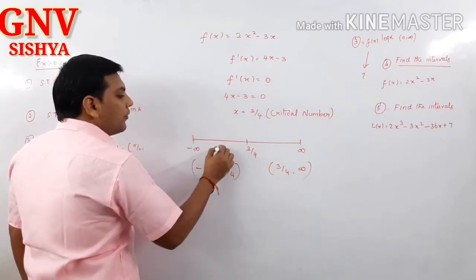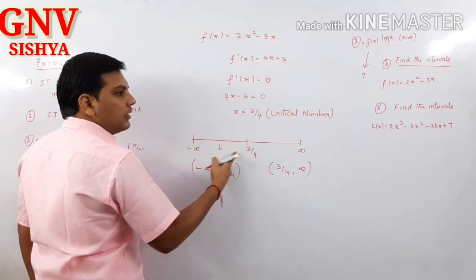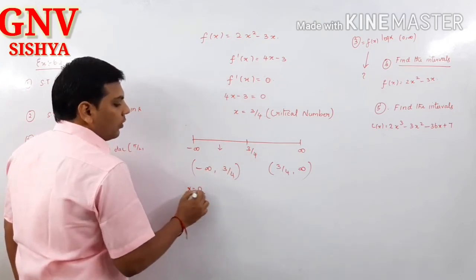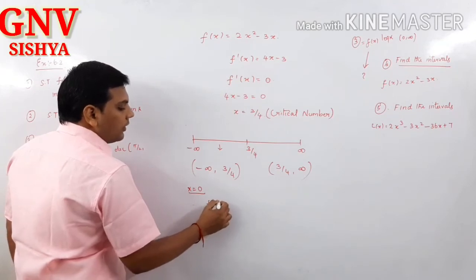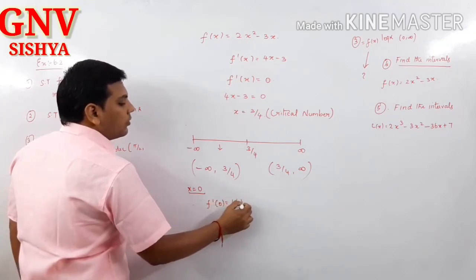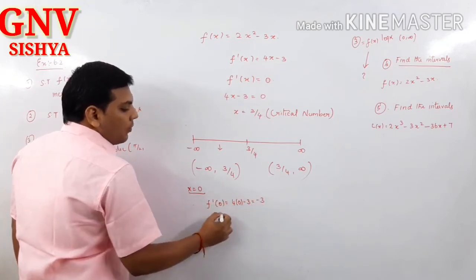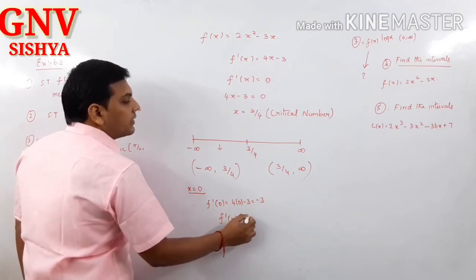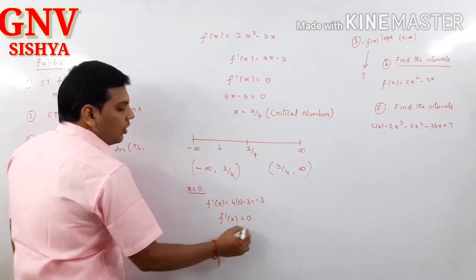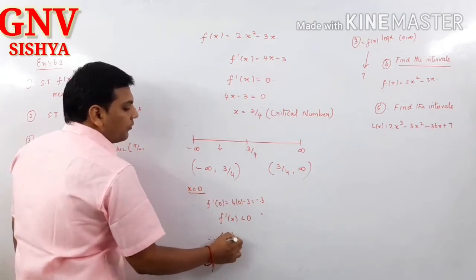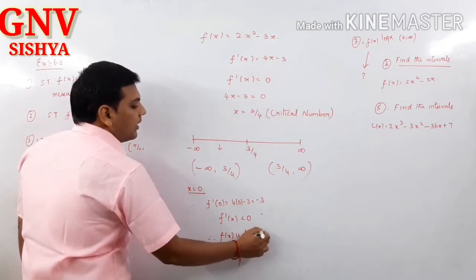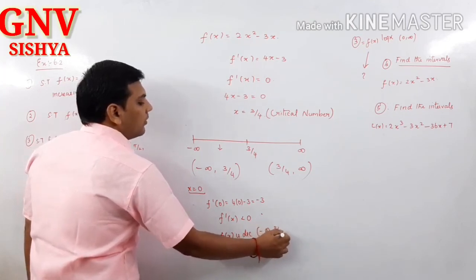Now take one value from the first interval. Can I take 0? Anyway it is easy, I can take 0. So I am taking x equal to 0. Substitute x equals 0 in f dash of x. Always you have to substitute in f dash of x. So 4 into 0 minus 3, you will get minus 3. Positive or negative? f dash of x is less than 0. So in the interval minus infinity to 3 by 4, therefore f of x is decreasing.